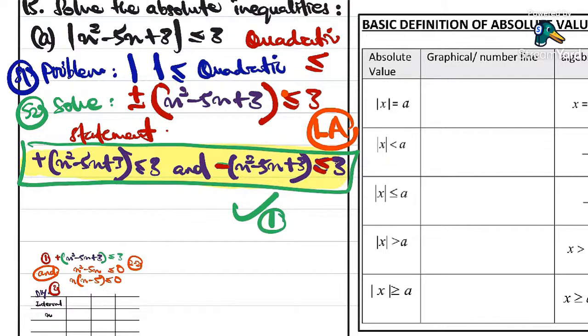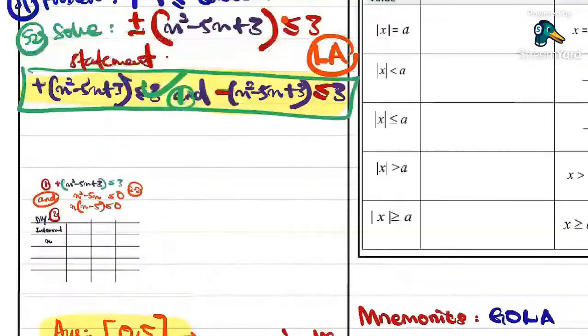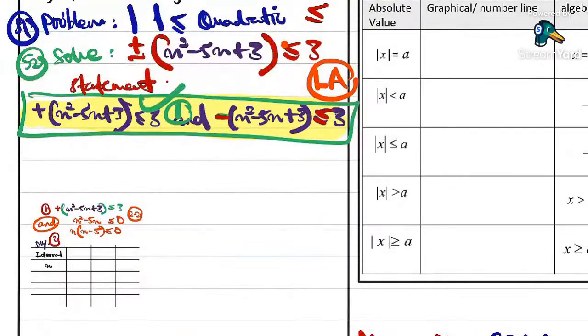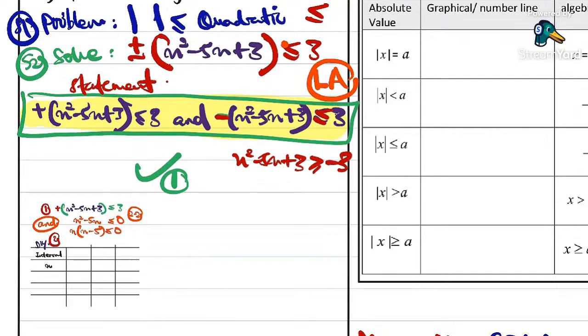So it's a huge loss lah kalau you tak betul-betul buat statement ni. You understand me? Lepas tu kalau you nak rearrange it, you boleh buat lah apa you nak. Kalau you nak rearrange, you know, this one you can rearrange jadi x squared minus 5x plus 3 more than or equals to 3. Yeah, you can rearrange it. Up to you guys lah.